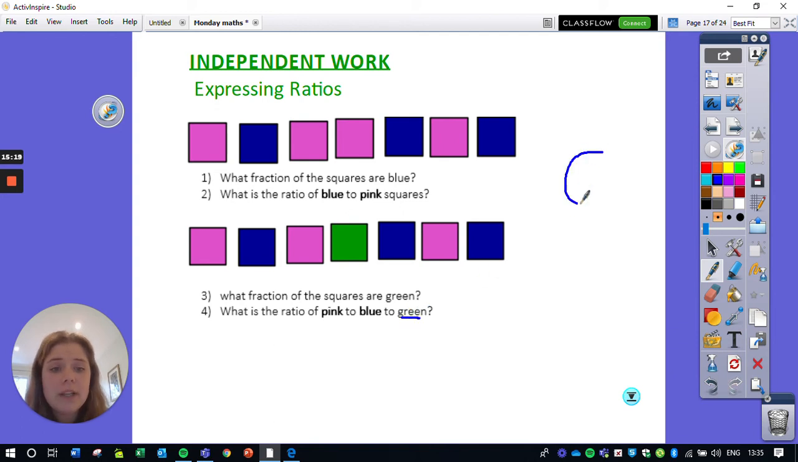So for these first 4 questions, they're just like what we've practiced. Pause the video and have a go at these first 4 questions, making sure you're doing it in the right order, blue to pink.